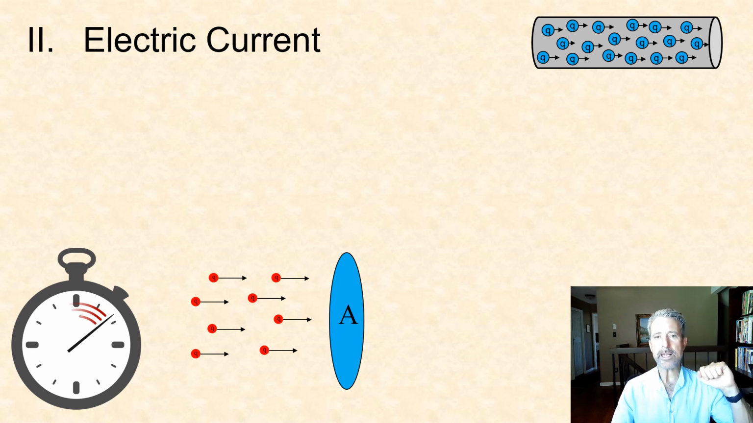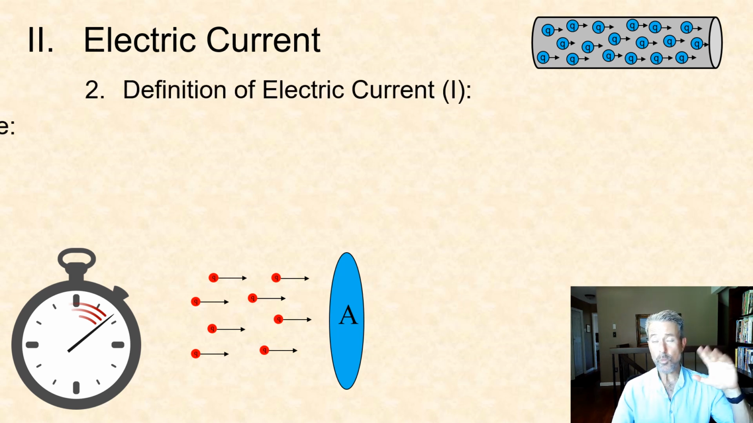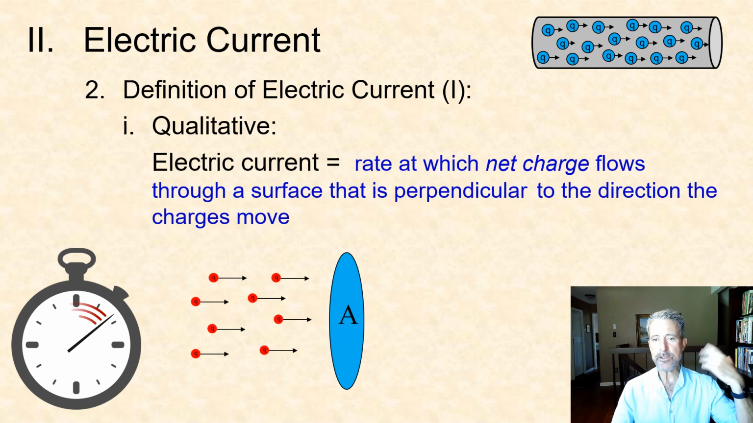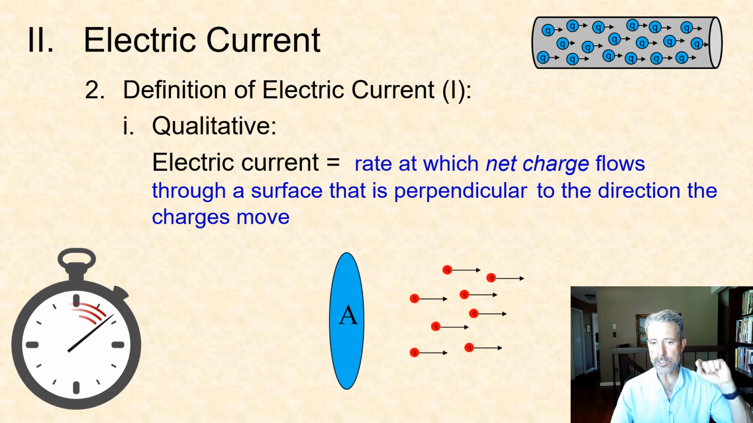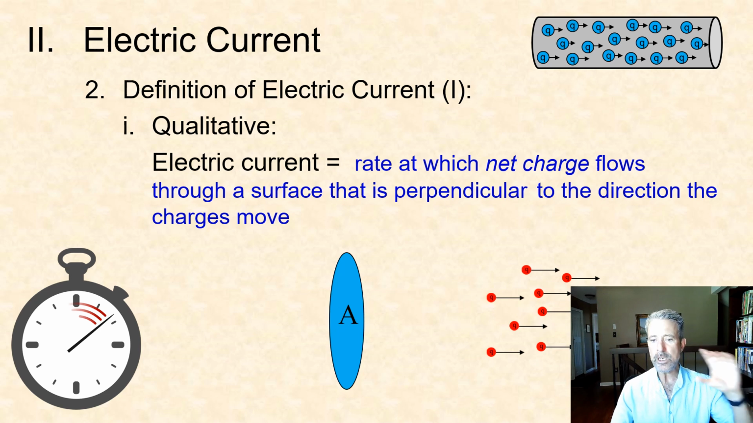So how do we define electric current? Well, qualitatively speaking, we define electric current to be the rate at which net electric charge flows through a surface that is perpendicular to the direction the charges move. So if you look in this first simulation, we see that we have a lot of red charges, each one having a charge of magnitude Q. And when these charges are in motion, you will notice that they move in a direction that is perpendicular to this blue cross-sectional surface of area A.